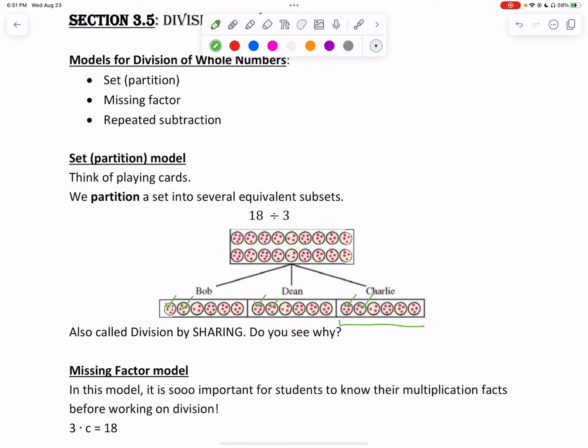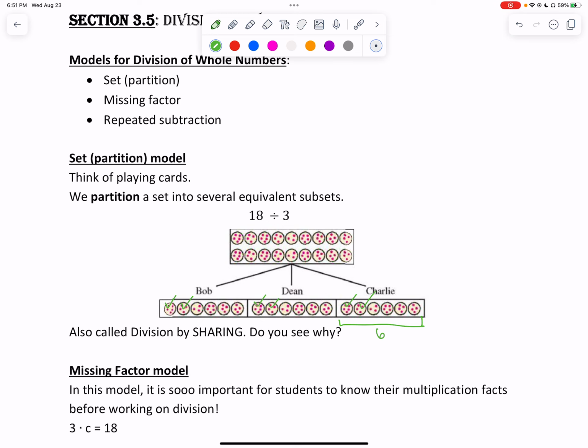And at the end, we look and see how many cookies each person has. And each person got 6 cookies. So that's called the set model or partition model or division by sharing. It just depends on which book you're teaching out of.